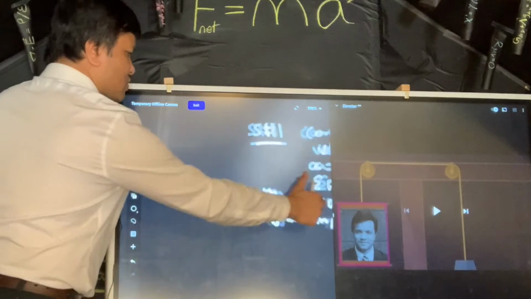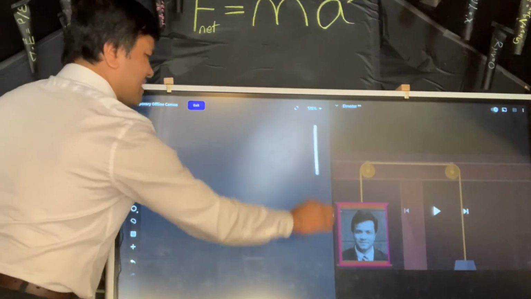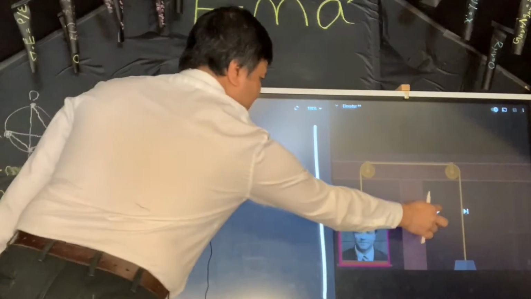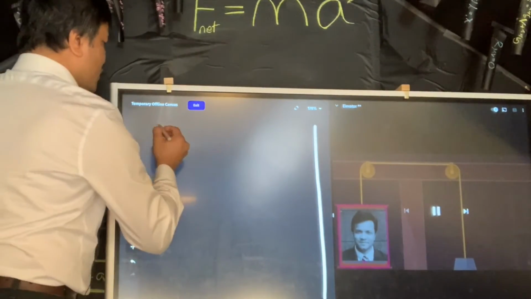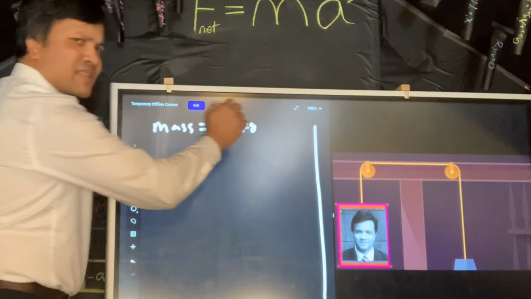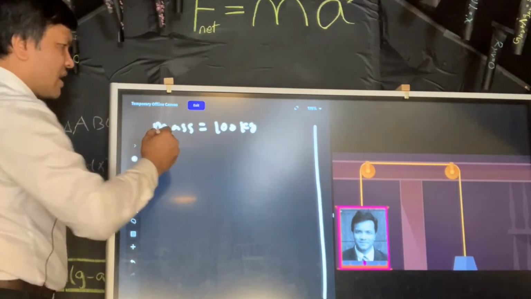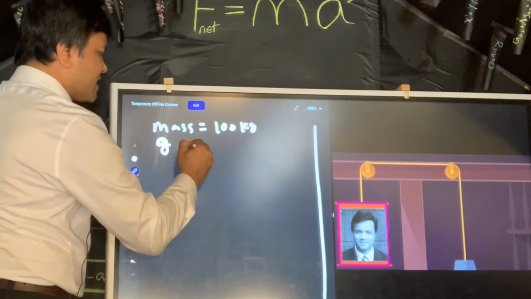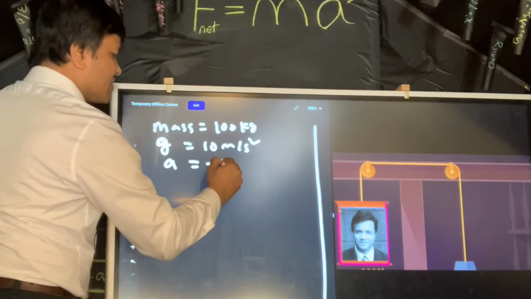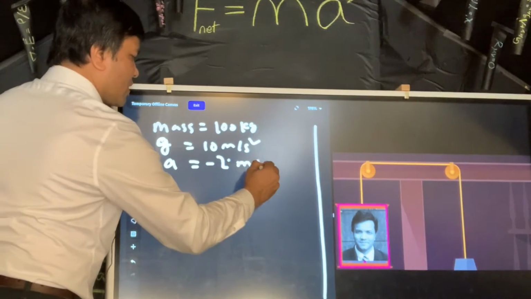Now scenario number 2, we're gonna make things a little bit more interesting. We're gonna make the elevator accelerate down. The mass is still the same, 100 kilograms. Acceleration due to gravity is 10 meters per second squared. The elevator is accelerating down at negative 2 meters per second squared.